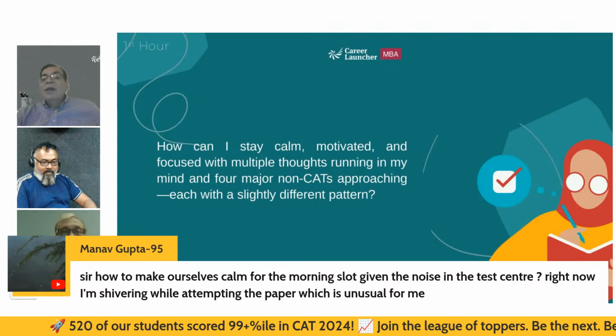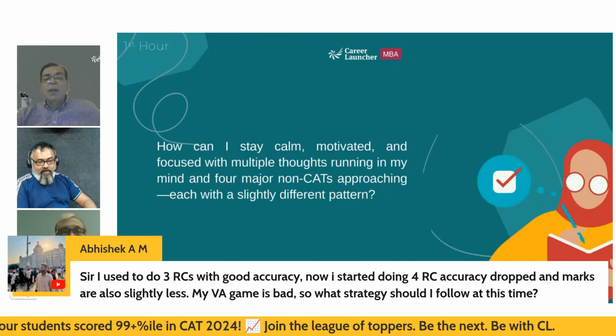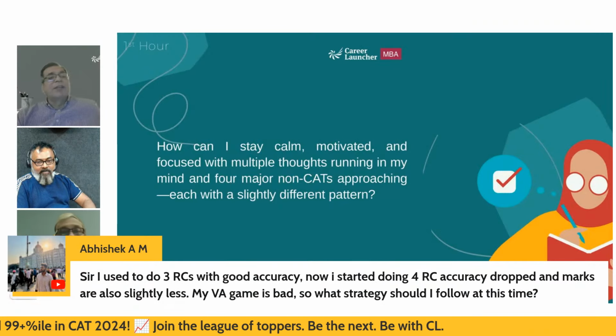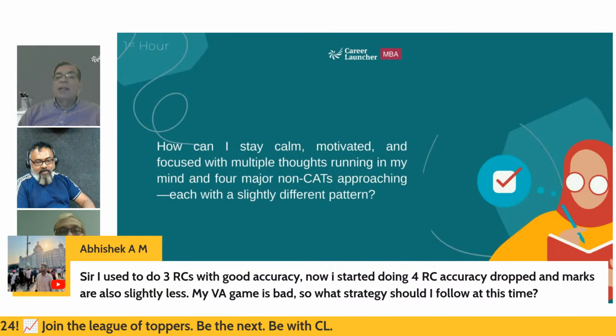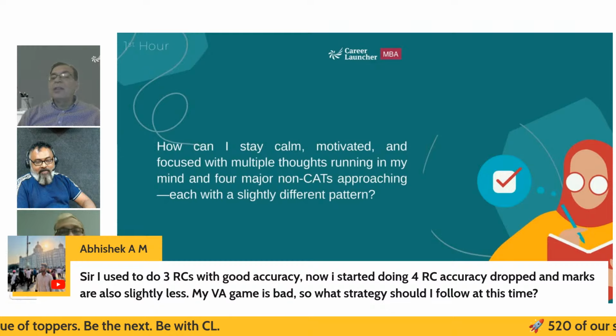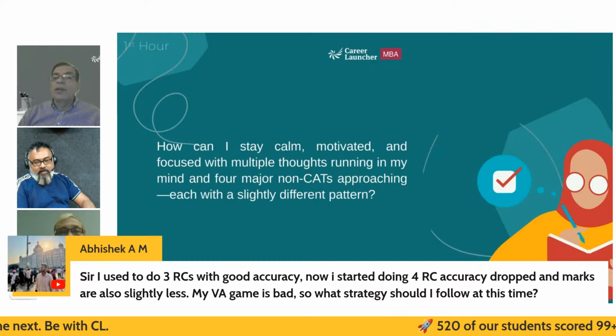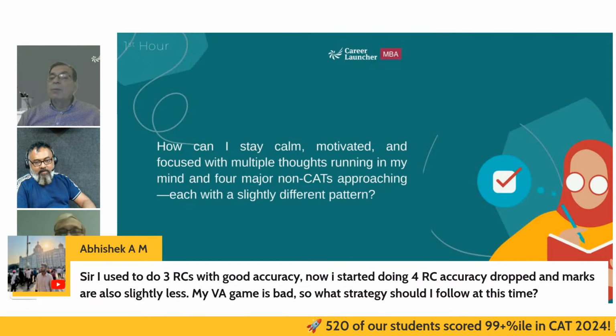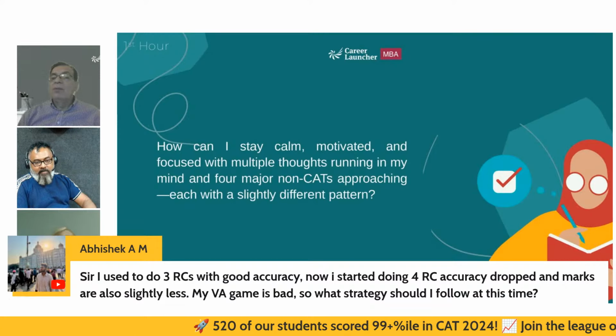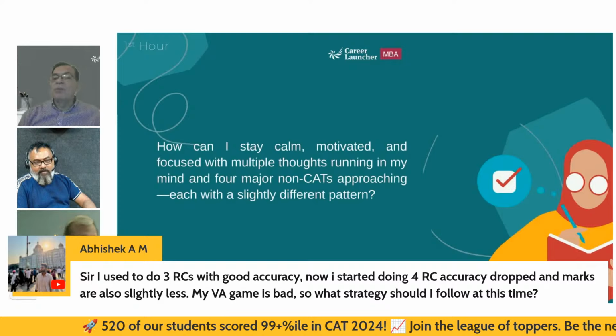Chalo, okay. Another one from verbal. Verbal seems to be the flavor of the session, because everyone seems to be worried about verbal. I used to do 3 RCs with good accuracy. Now I started doing the 4th RC. My accuracy dropped. Marks are also slightly lower. VA game is bad. So what strategy should I follow at this time?